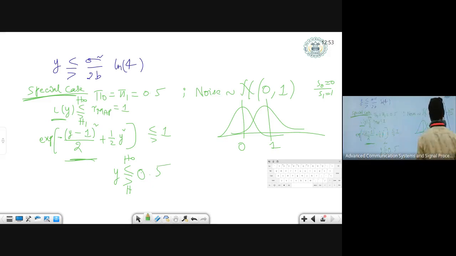It's very simple. The first PDF is going to have mean 0, the second PDF is going to have mean 1. So the exact center point is what the threshold is, and that is fair also. If you consider this curve, maximum likelihood probability says that this is nothing but P of y given H0. This is P of y given H1.